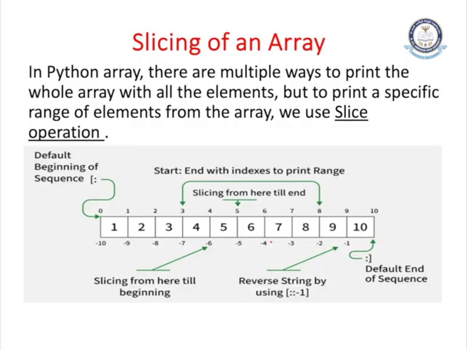So next one is the slicing of an array. What is the meaning of slicing? Slicing means we are dividing a large array into small arrays, or we are accessing some part of the array elements. So using the slice operation you can divide the large array into small arrays, or you can access some part of the array elements.